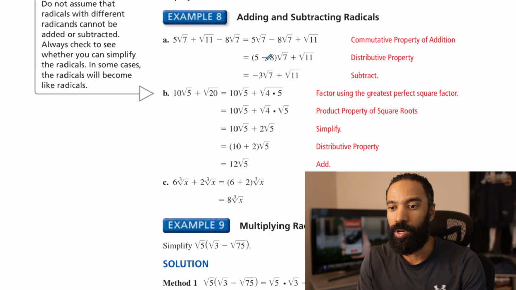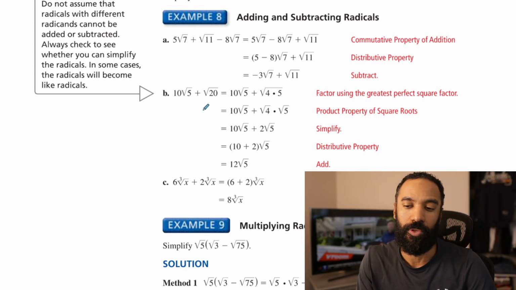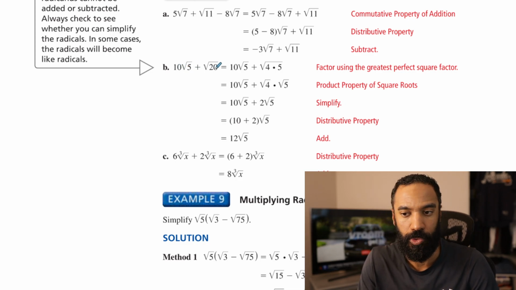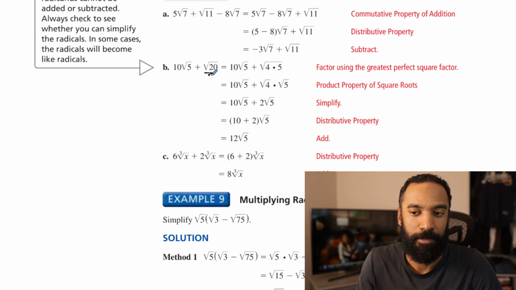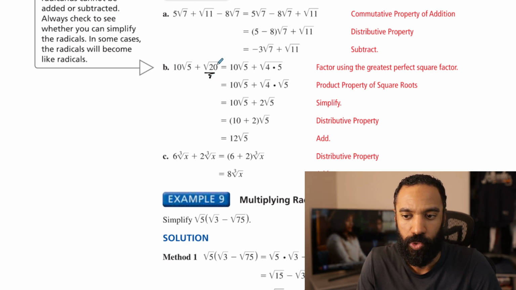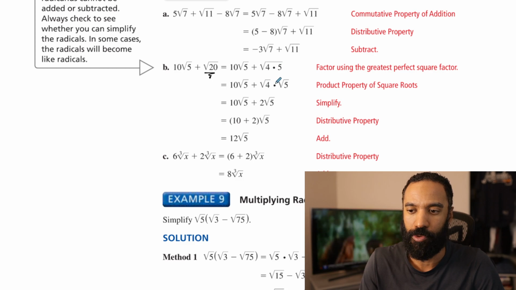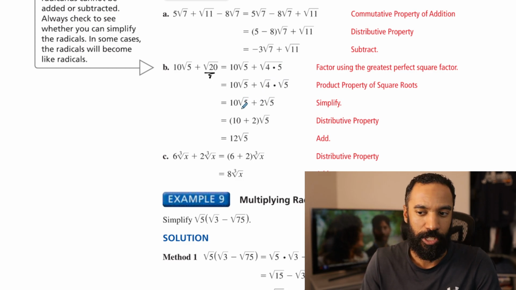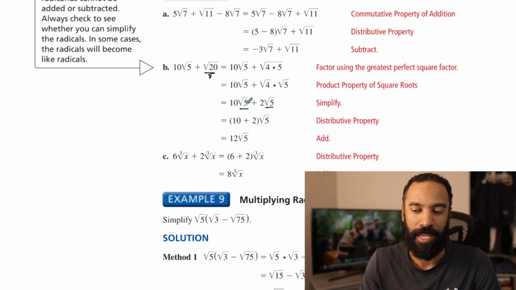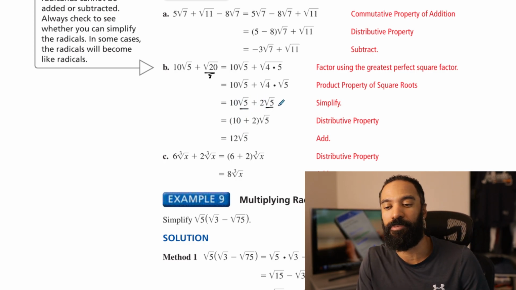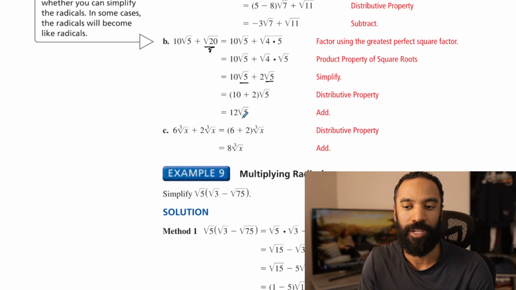The thing is, though, we don't always treat them like x and y, because you look at something like part B. Okay, I can't combine 10 root 5 plus root 20, but I can simplify the square root of 20, because 20 has a perfect square factor of 4. And root 4 times root 5 is 2 root 5, and guess what? Now they're the same. Now I can do my 10x plus 2x is 12x thing. 10 root 5 plus 2 root 5 is 12 root 5.